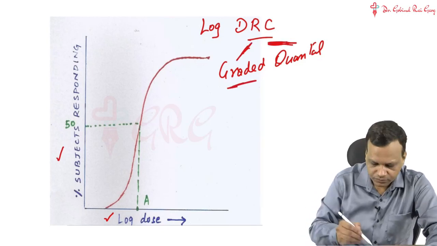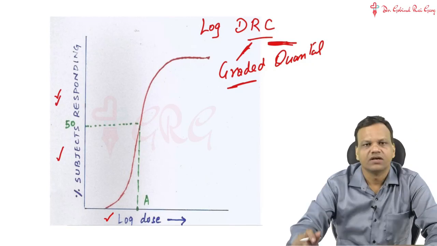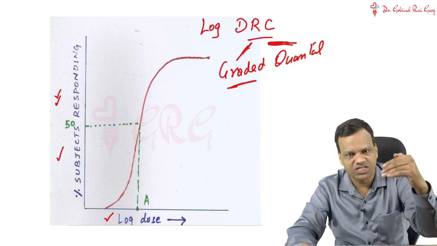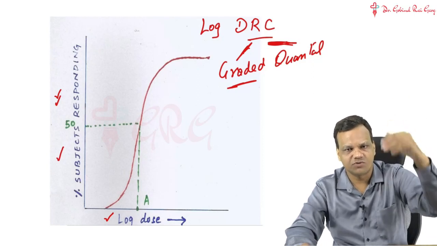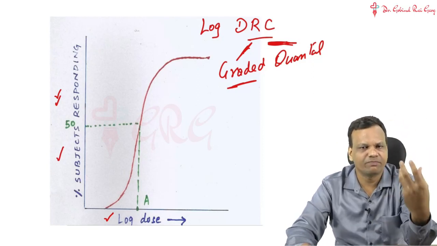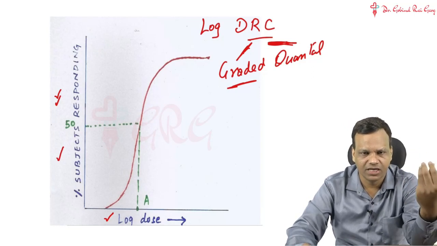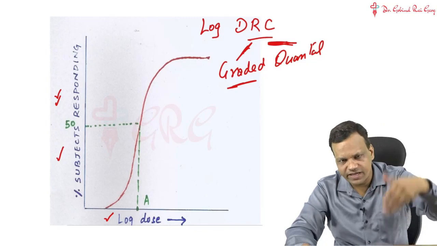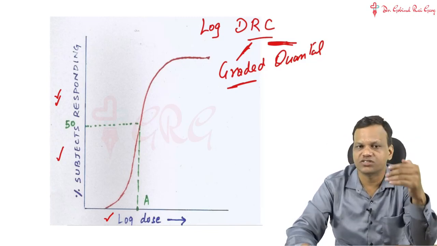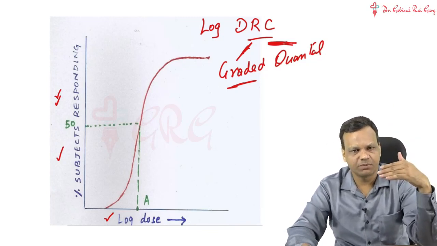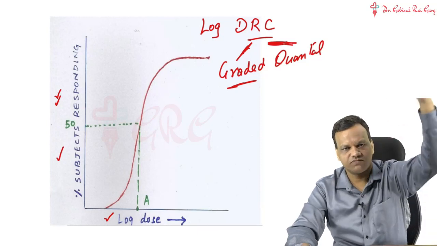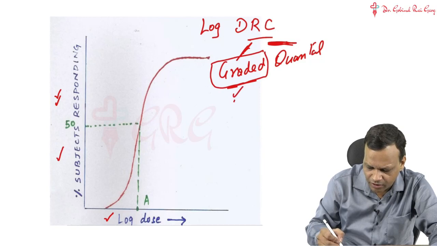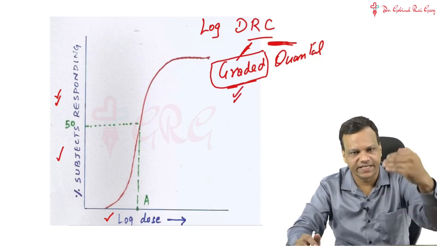Graded means on the y-axis we have grading of response, that means less response, more response, grading of response. Like if we plot a graph between blood pressure and dose, and a drug is lowering the blood pressure, on the y-axis we will plot how much blood pressure is lowered. It decreases the blood pressure by 5, 10, 20, 30, 40, 50. Then it is called graded. The name says grade of response. How much grading is there?